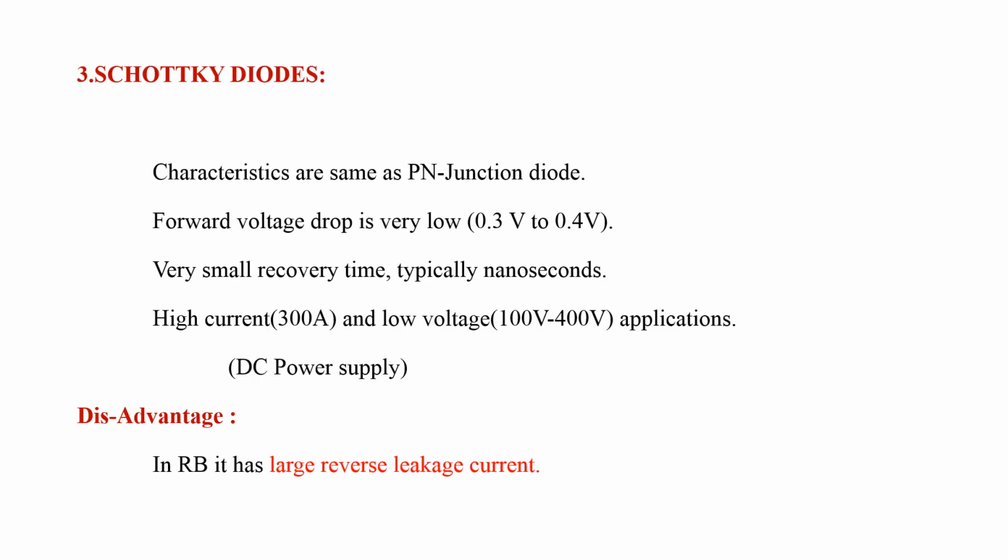Coming to the third type of diode, that is the Schottky diode. Schottky diode is the same as the p-n junction diode, but the only difference is that the p-n junction diode has a forward voltage drop of 0.6 volts to 1 volt. But in the Schottky diode, the forward voltage drop is very less, that is from 0.3 volts to 0.4 volts. That is the major advantage of using the Schottky diode.